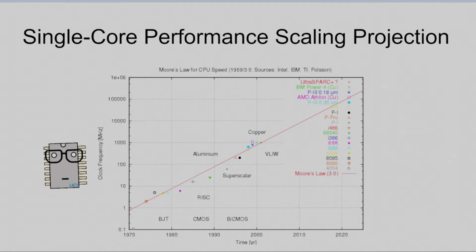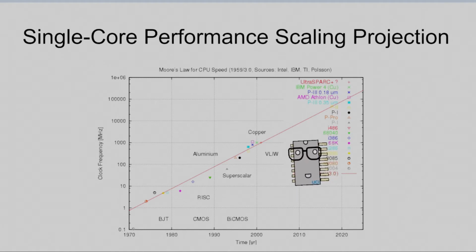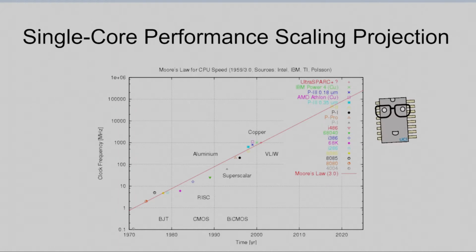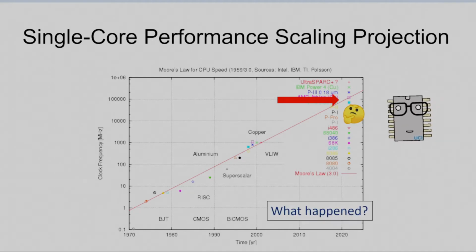The clock frequency of processors scaled well enough, in a manner predictive enough, that people made projections back in the early 2000s that around the time we got to the year 2020, we should have had something like a 100 gigahertz processor on our desktops. Unfortunately, or fortunately, depending on how you look at it, we don't have 100 gigahertz processors on our desktop as of 2021. So the question here is, what happened?